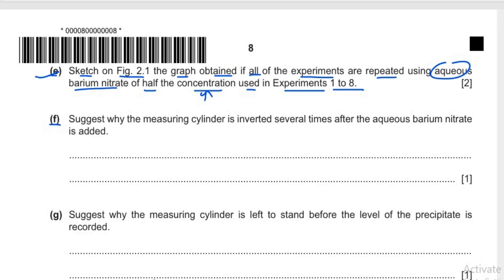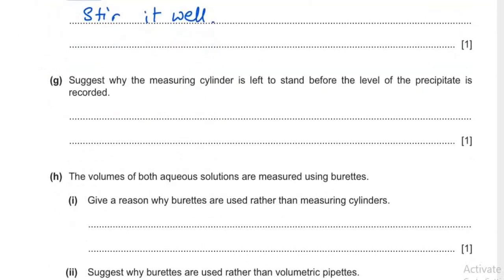Let's go ahead with the F. It says suggest why the measuring cylinder is inverted several times after the aqueous barium nitrate is added. That is to stir it well, or you can even say mix it well, because we want the maximum amount of precipitates.